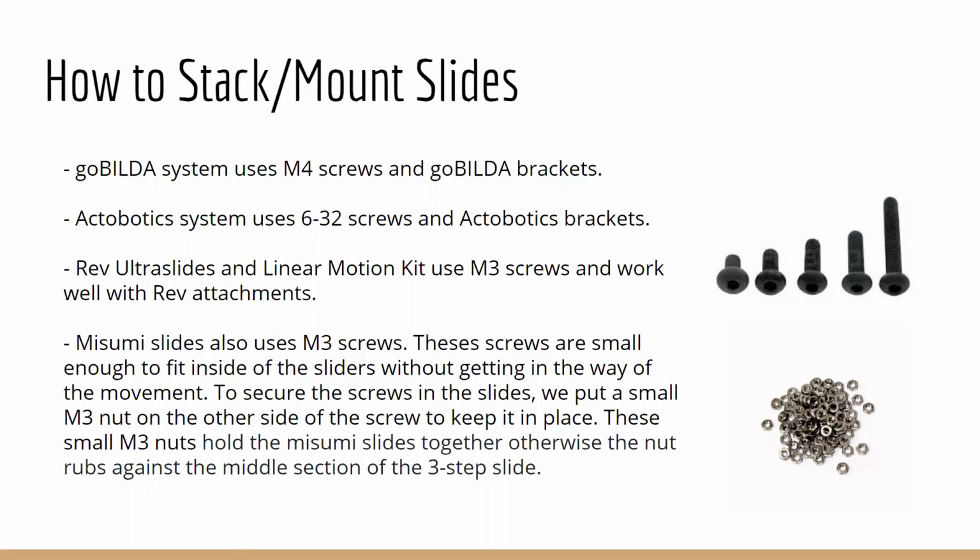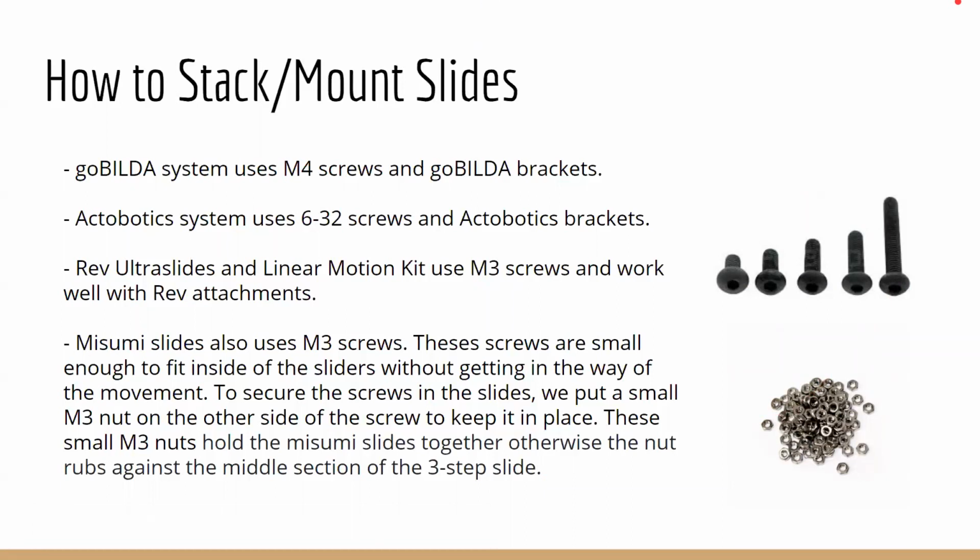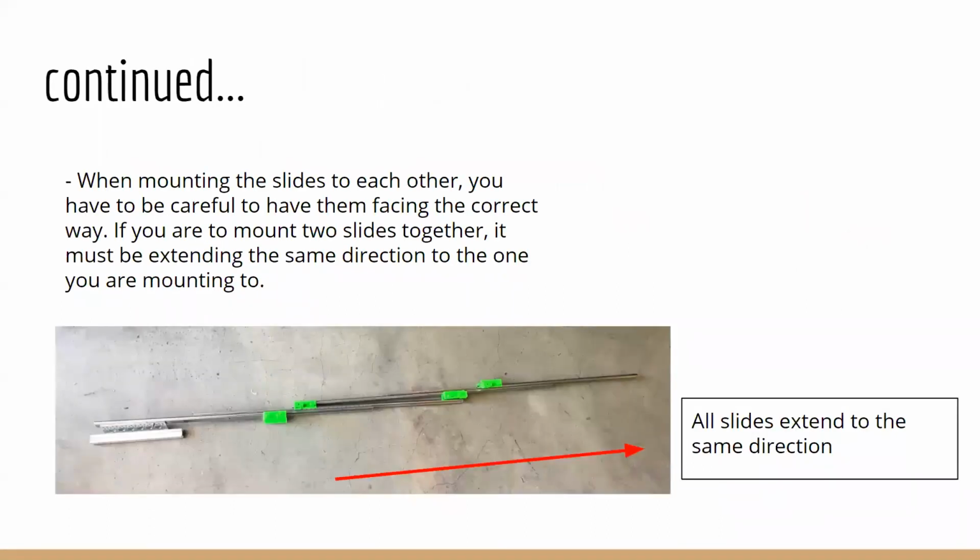These screws are small enough to fit inside the sliders without getting in the way of movement. To secure the screws in the slides, we put a small M3 nut on the other side of the screw to keep it in place. These small M3 nuts hold the Misumi slides together. Otherwise, the screw rubs against the middle section of the 3-stage slide. When mounting the slides to each other, you have to be careful to have them facing the correct way. If you are to mount two slides together, it must be extending in the same direction as the one you are mounting to.